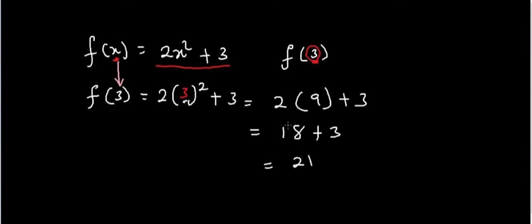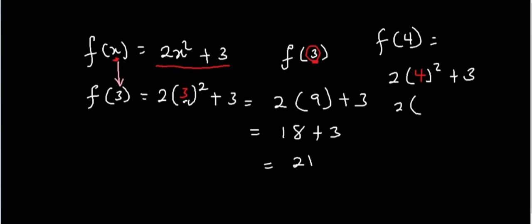Very simple. With this same question, if you're asked to get f of 4, very simple also, you are still doing the same thing. You're going to have 2 times, wherever we have x, I will replace it with what? With 4. So 4 squared plus 3, which means I'm going to have 2 times 16 plus 3.